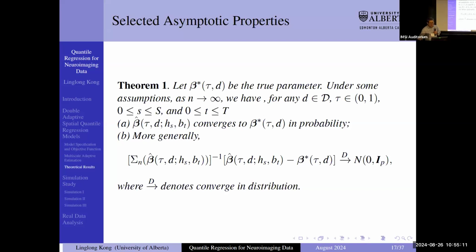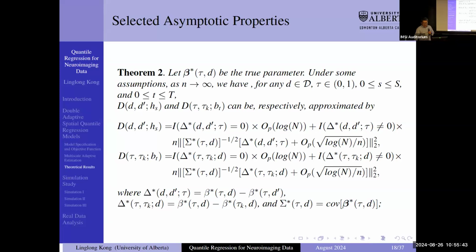Now, of course, that's the whole procedure. We have some theoretical properties, including consistency and asymptotic normality. It looks very regular: you just get the consistency and this asymptotic normality. However, this process is quite complicated. Verifying this theorem is quite challenging.